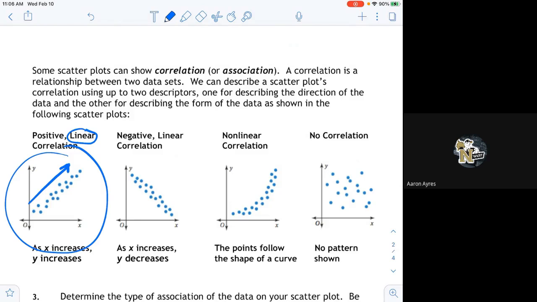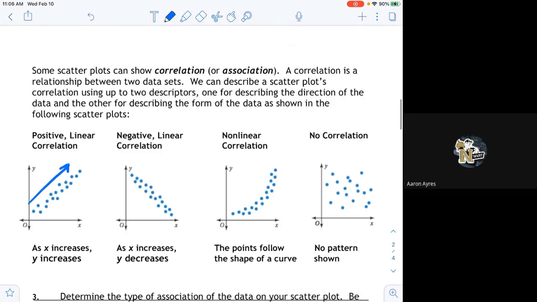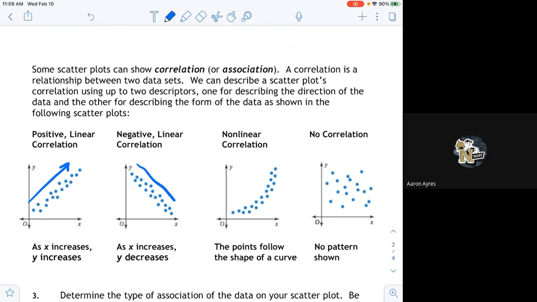For the next one here, this is a negative linear correlation. Same idea with regards to linear, but the data goes in the other direction, from upper left to lower right. We can also have a non-linear correlation. That means the graph is not a straight line. What shape is this graph, everybody? In the third one.